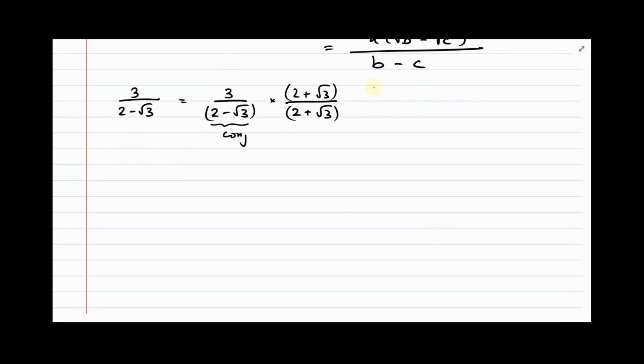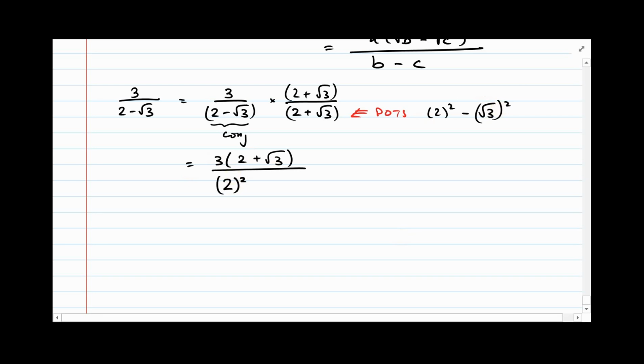The denominator is your difference of two squares, and the numerator is just multiplied. I won't expand that yet until I see what's coming out of the denominator. Difference of two squares, right? You would have 2 squared minus root 3 squared, which is 4 minus 3, and this turns out to be 1, so I end up with 3 times 2 plus root 3. If I expand that, I end up with 6 plus 3 root 3.